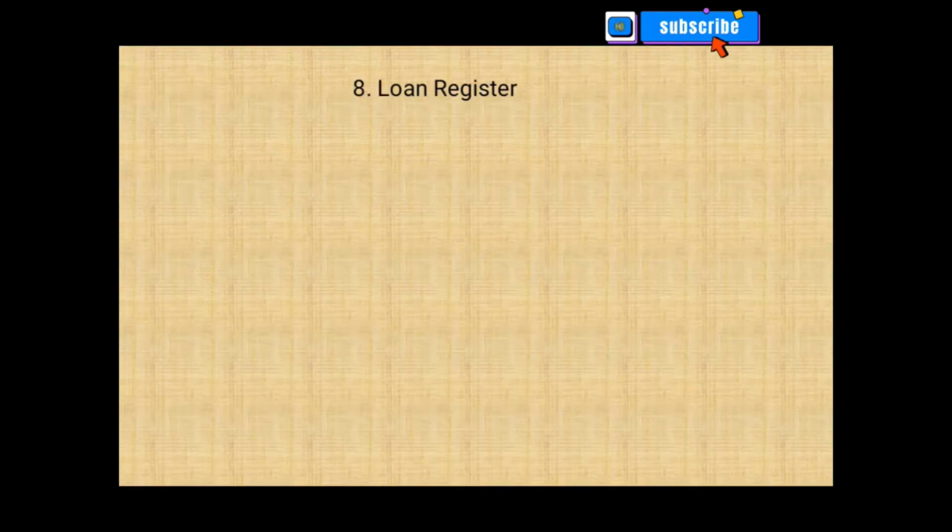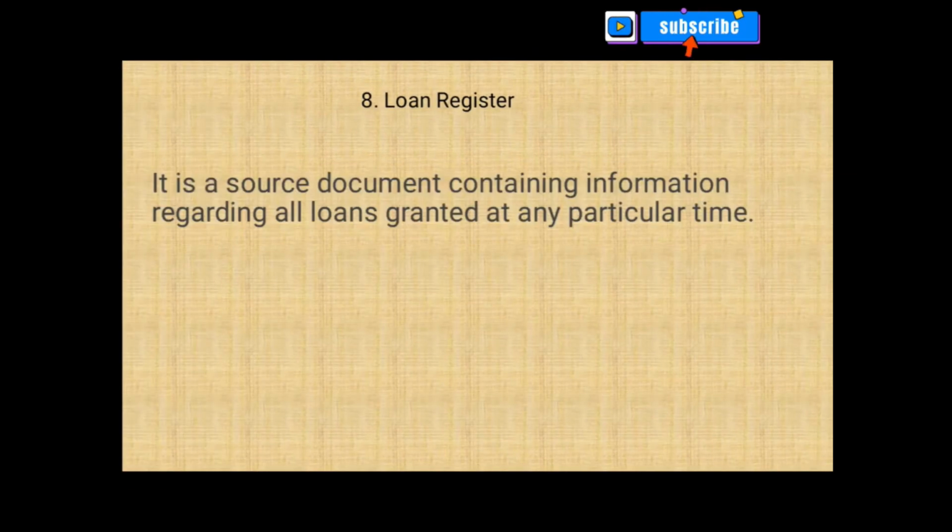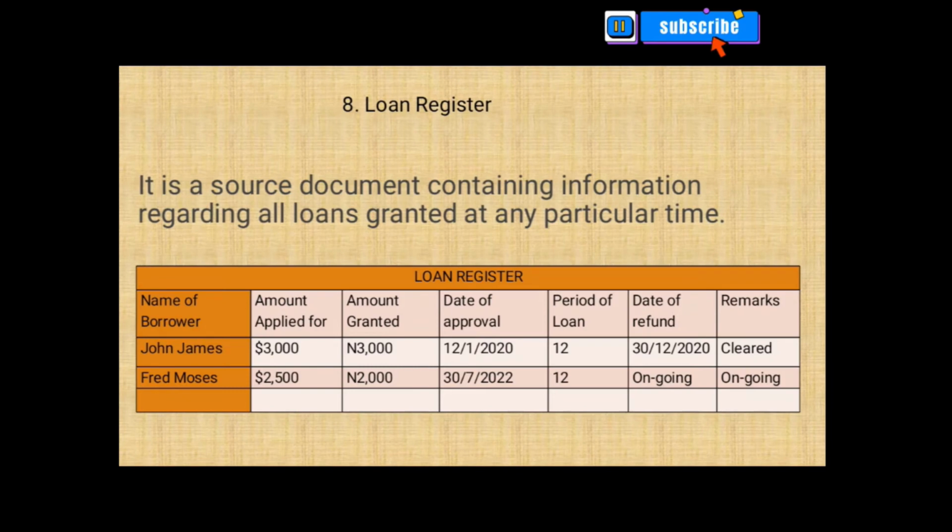Number 8. Loan register. It is a source document containing information regarding all loans granted at any particular time. The table below shows how a loan register looks. It has rows with headings like name of borrower, amount applied for, amount granted, date of approval, period of loan, date of refunds, remark.